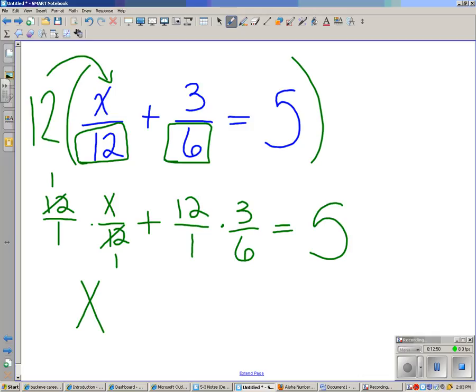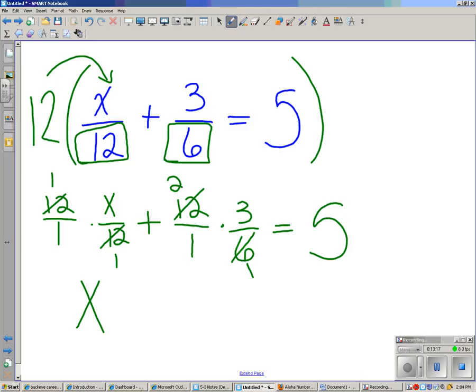Now, this one, can I reduce, just make these 1s? But what goes into both of these? There's a bigger one. 6. Doesn't 6 go into 6? Does 6 go into 12? Yeah, so let's use that one. How many times can 6 go into 6? 1. And that's what I want. I want that bottom to equal 1. That's how you eliminate fractions. And how many times does 6 go into 12?